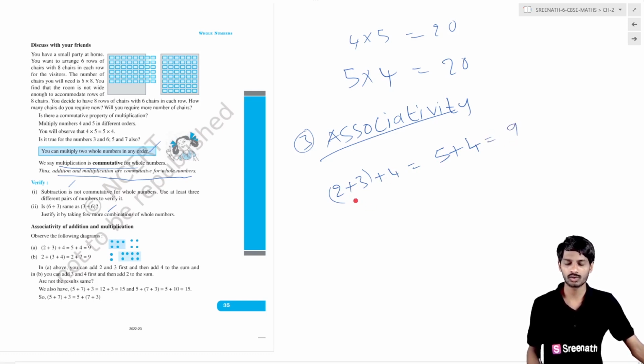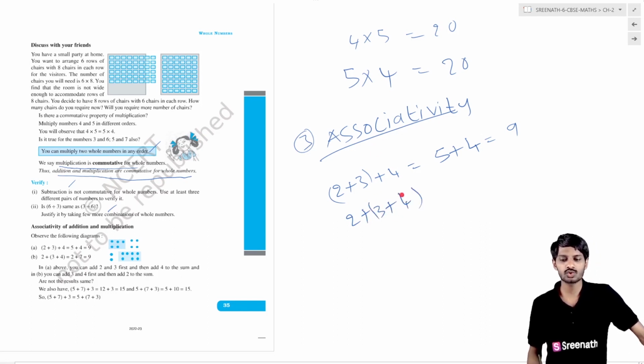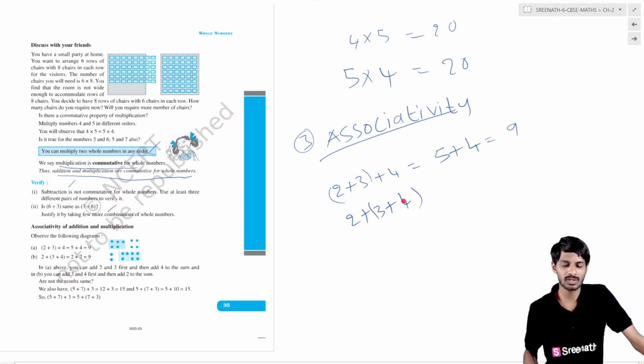Now you are changing the grouping, not the order. Now you have taken these two numbers at the first time. So 2 plus 3 plus 4. Now you are adding these two numbers in the first step. So 3 plus 4 becomes 7. Now you are adding 2 to this 7. Now the answer becomes 9. So in both cases the answer is equal.